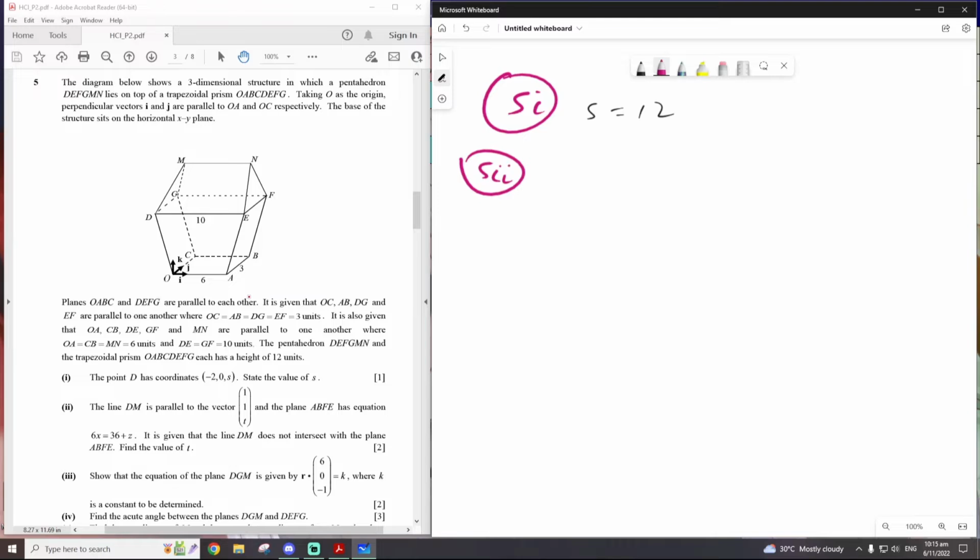The line DM is parallel to the vector (1, 1, t), and plane ABFE has equation 6x equals 36 plus z. The line DM does not intersect with the plane ABFE, so that means that the line is parallel to the plane, meaning that since we have the Cartesian equation, we have the normal vector to the plane. So the normal vector has to be perpendicular to (1, 1, t). So we write (1, 1, t) dot the normal vector, which will be (6, 0, minus 1). And we need this to be 6 minus t equals 0 because they are perpendicular. So therefore t is 6. Okay.